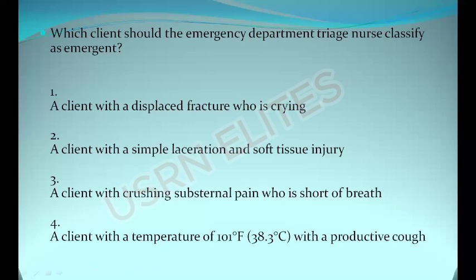Okay. So let's look at this question too. Please bear with me, okay? The network, we've been having challenges since. So bear with me. If it gets to a point where you can't hear, you let me know. Which client should the emergency department triage nurse classify as emergent? So among these four, which one do we think should have the priority? And you tell us why.